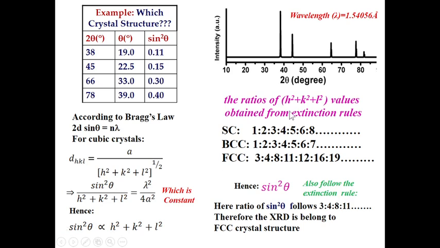So from the extinction rule we found this is the rule. For simple cubic, it follows this rule, and the values are nothing but your h² + k² + l². So sin²θ, as it is proportional to h² + k² + l², will also follow this rule. By considering sin²θ and its ratio, one can determine whether the structure will be simple cubic, body-centered or face-centered.